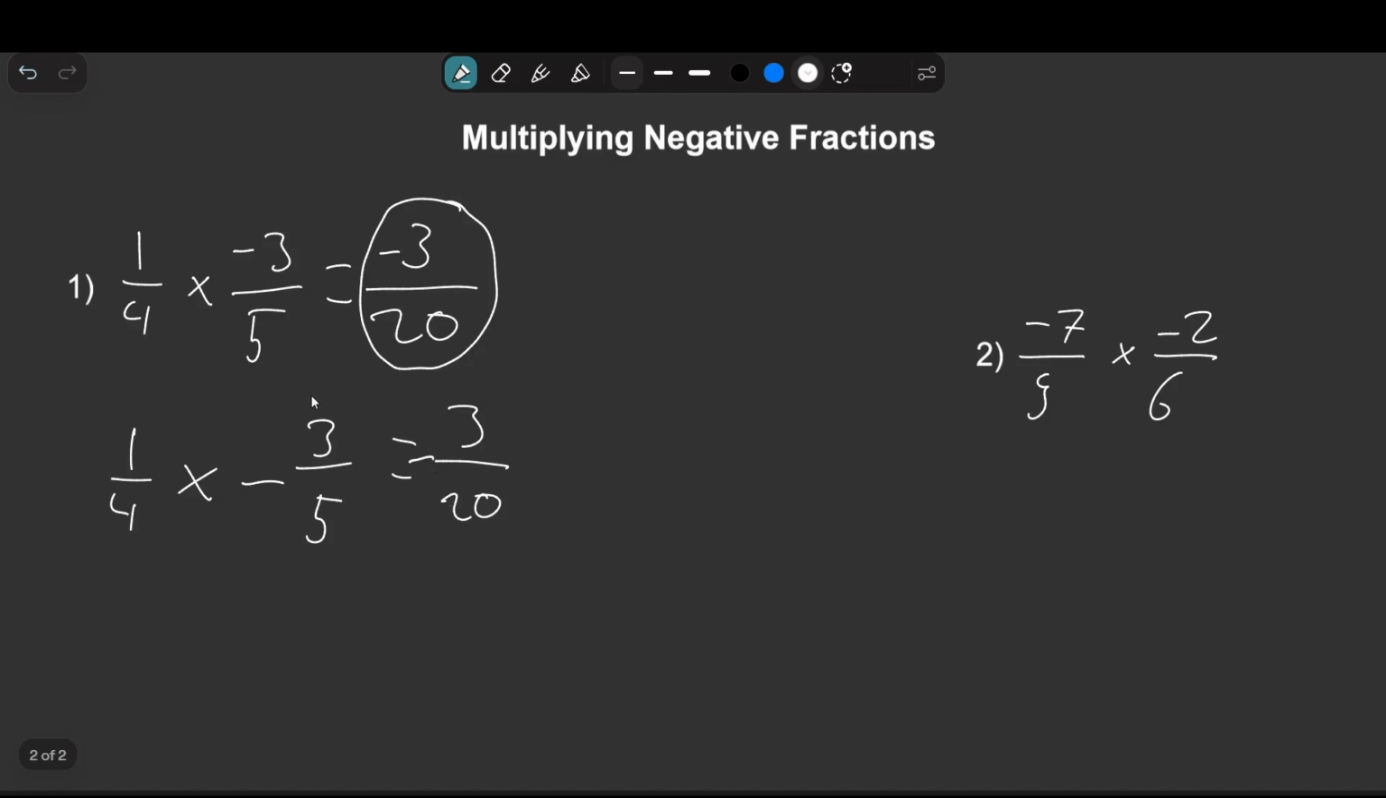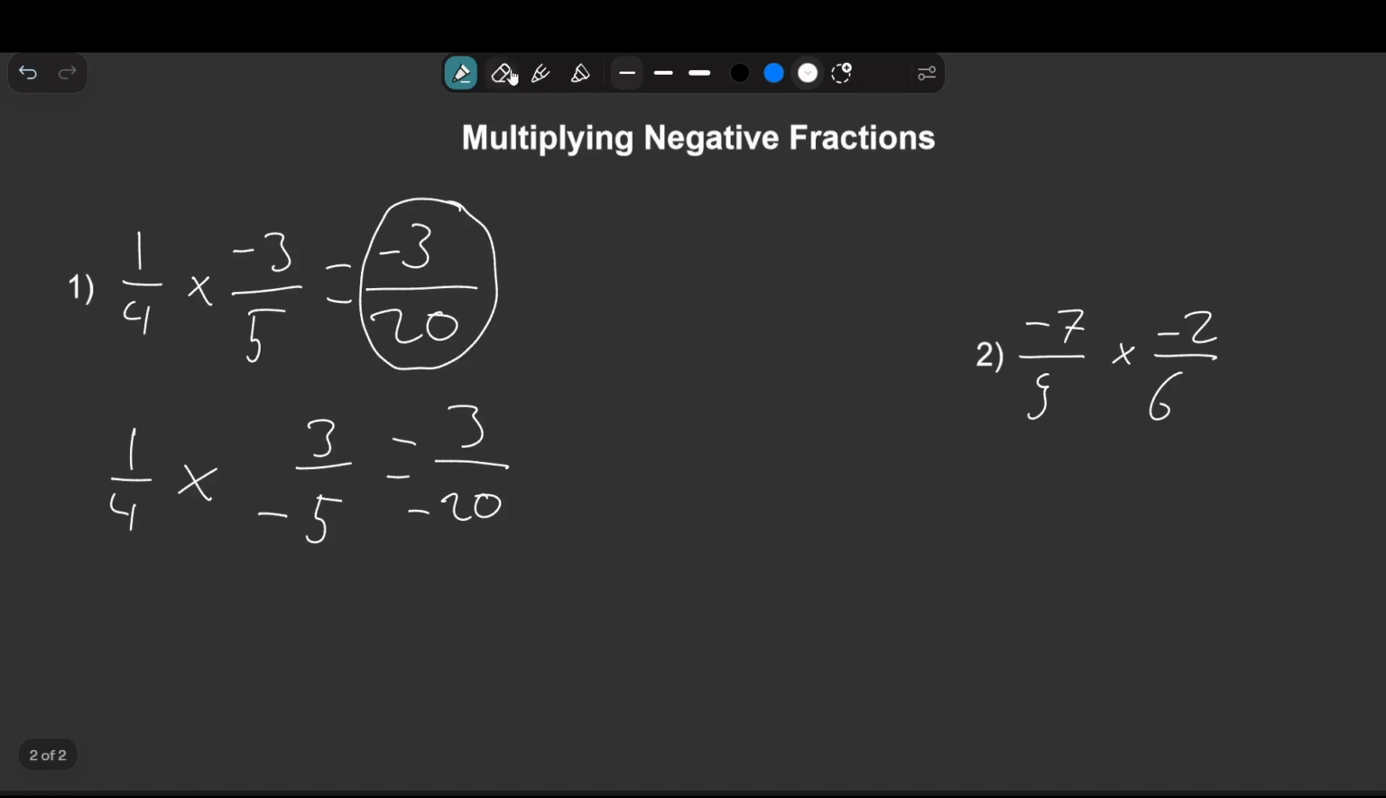Also, you can get the problem like this. Instead of the minus here, you can get the minus at the denominator. Like this, the minus won't be right here, it would be right here. So you can get it in 3 different ways where they put the minus, but it's always the same method we're going to use. Just multiply straight across and simplify if needed.